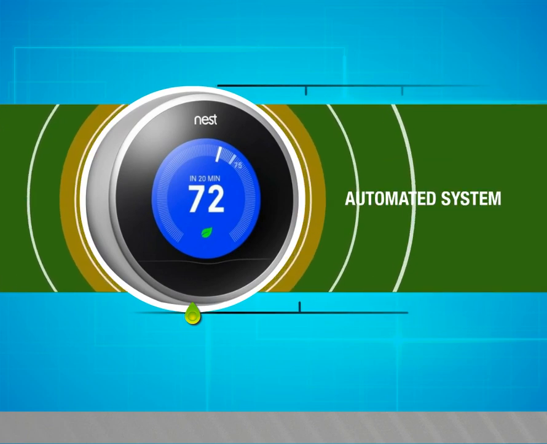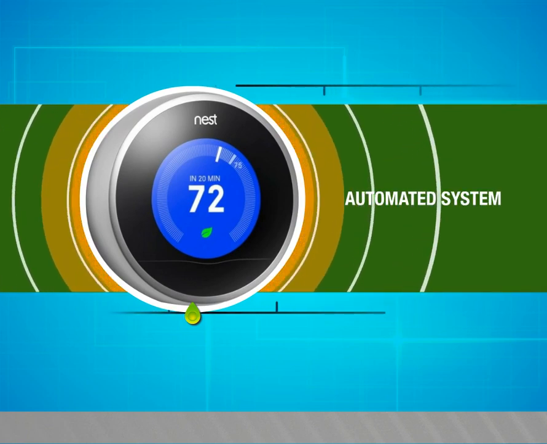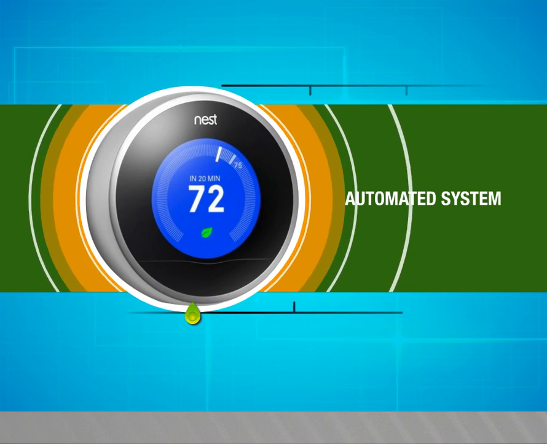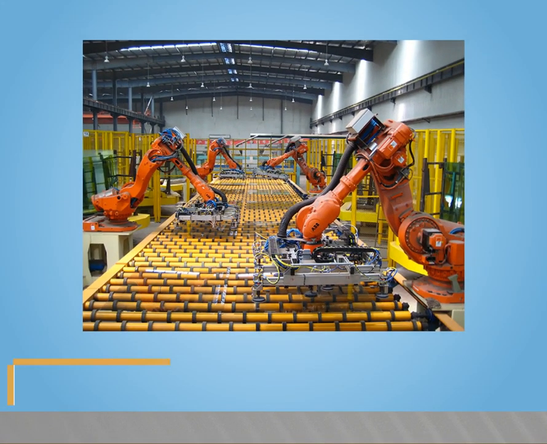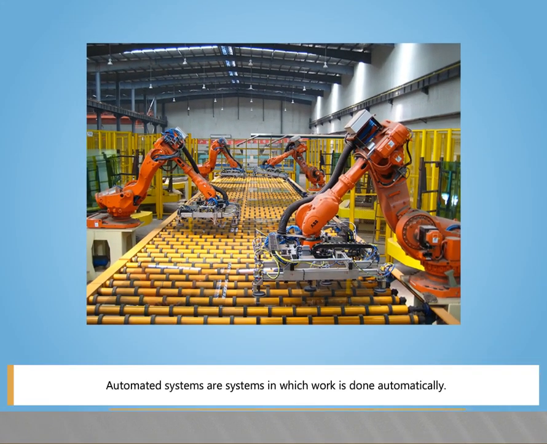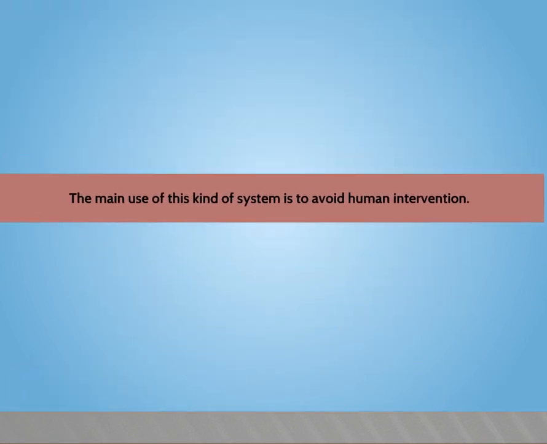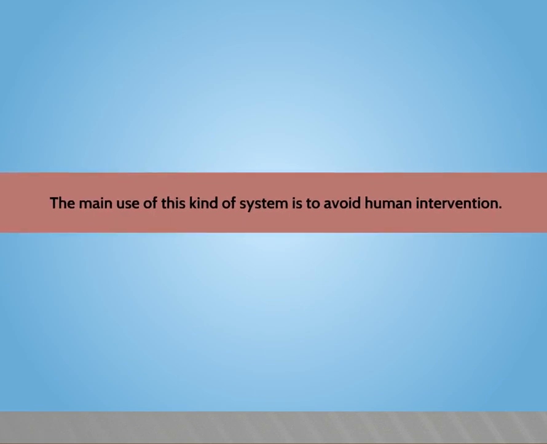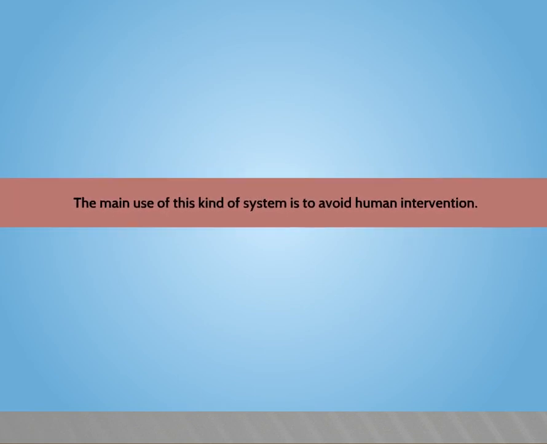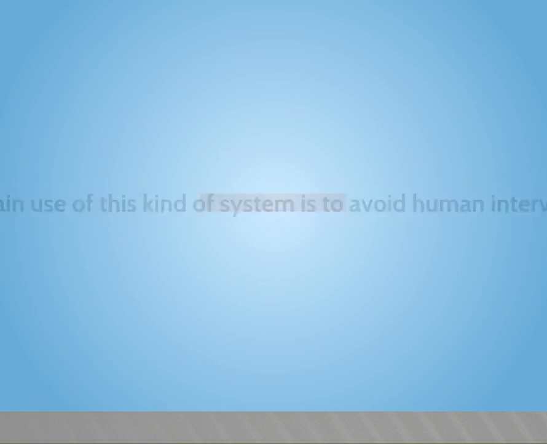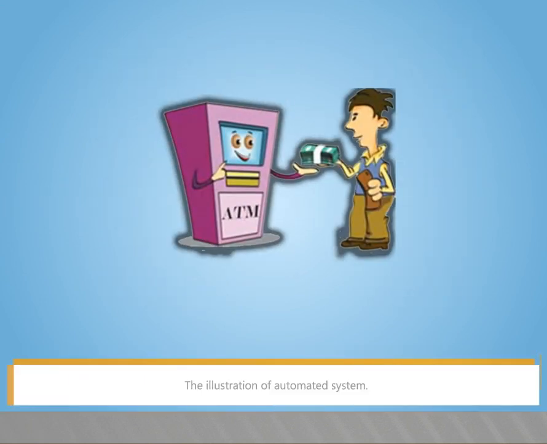Automated system. In this video, we are going to see about automated system. Automated systems are systems in which work is done automatically. The main use of this kind of system is to avoid human intervention. The illustration of automated system.